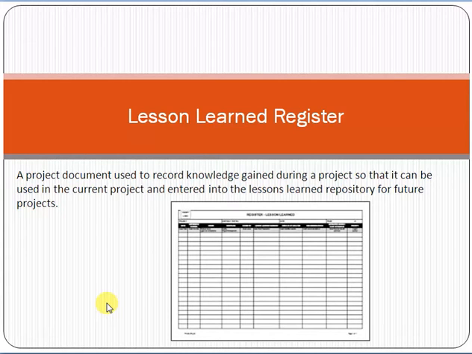Secondly, friends, if you are a professional project manager working in any organization and implementing projects, your knowledge and concepts should be very clear about lessons learned and the lesson learned register.